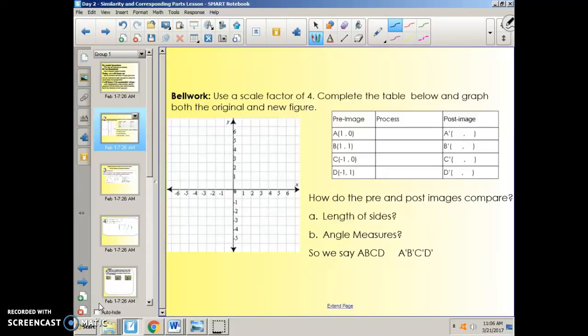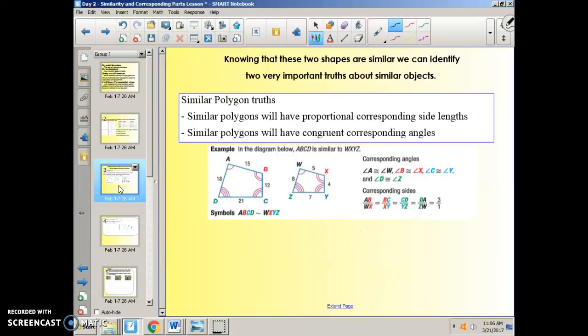So make sure you realize that this is the symbol for similar, that little squiggly. We talked about that during the bell work. We're going to be using that a lot in this section. So jumping down to this one, this is super important right here. That talks about basically what defines things that are similar.